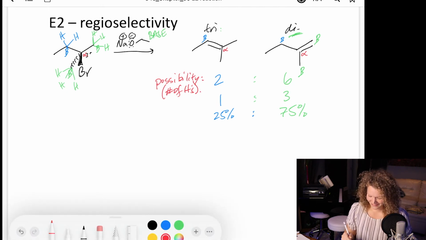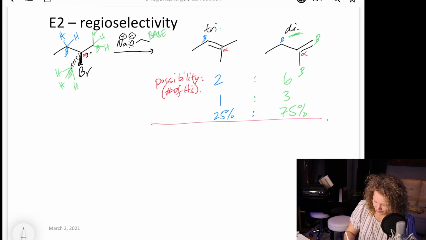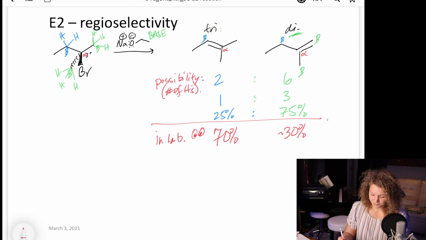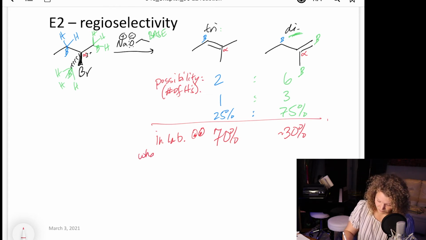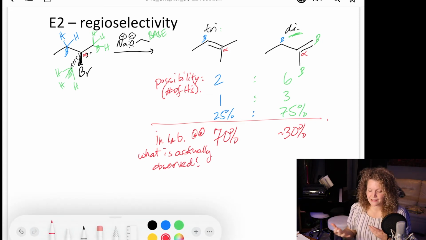Well, guess what? That did not happen. All right, so when they ran the reaction, what happened? So this is actually in lab. This is what you're looking at. You actually get 70% of the tri-substituted and only about 30% of the di-substituted. I'm going to write what is actually observed. You're like, what the heck is going on here? So statistically, this doesn't make sense.